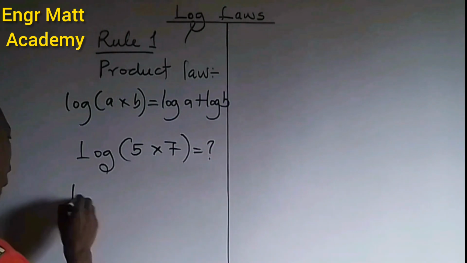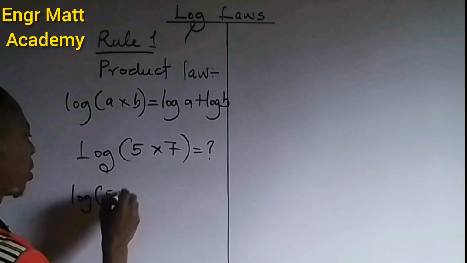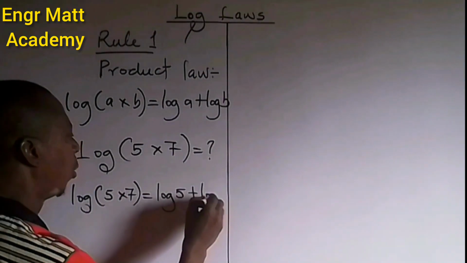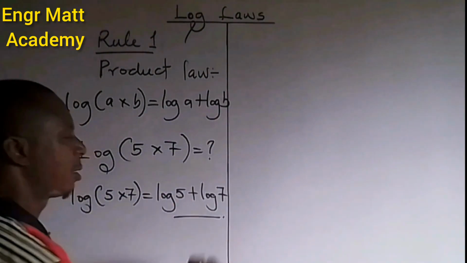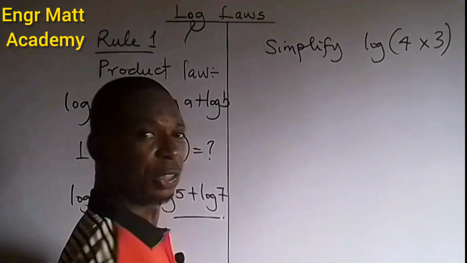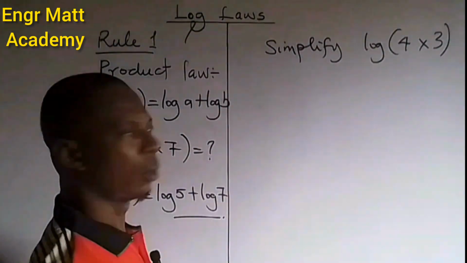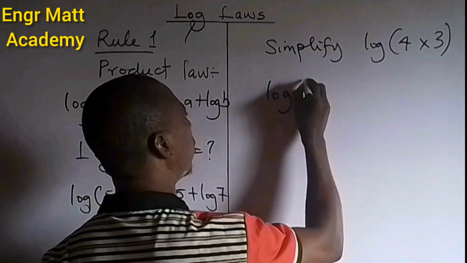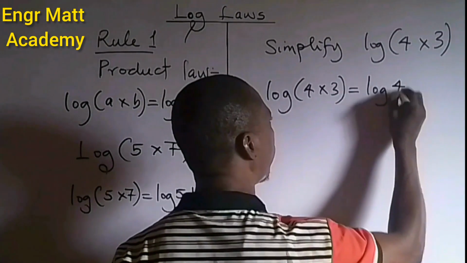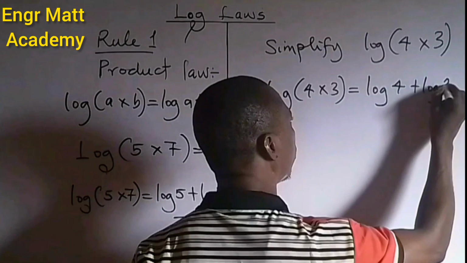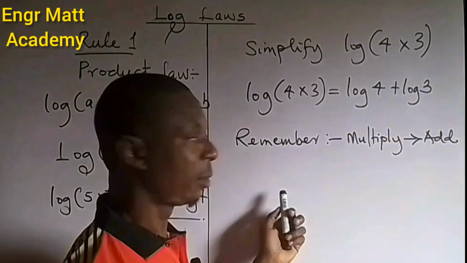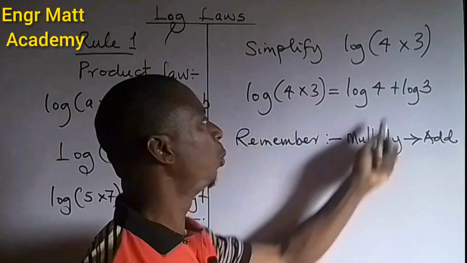We say log 5 times 7 is equal to log 5 plus log 7, and that is it. Let's see another example. This is a log problem with multiplication. So we apply the product law. We say log 4 times 3 is equal to log 4 plus log 3. And that is it. No stress. Always remember, when you see multiply, you will add.